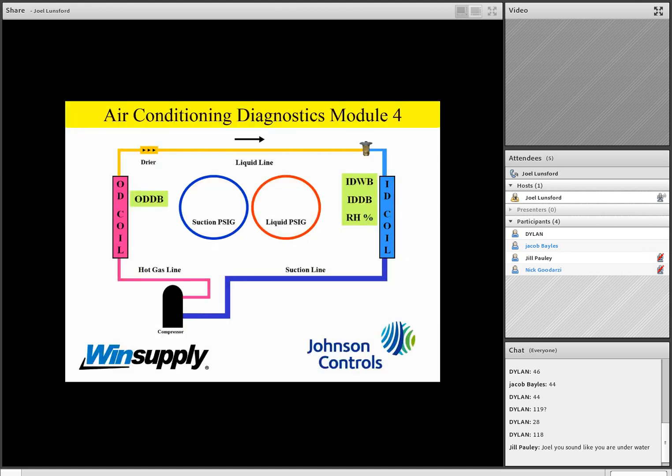Okay, before we start Module 4, are there any questions or comments on what we did in Module 3 so far today? We covered superheat, we covered subcooling, we reviewed the pressure temperature chart, and we also reviewed the superheat chart if we have a piston on the indoor coil. In this next module, we're going to be getting into actually doing some diagnostics. But before we go to Module 4, are there any questions or comments on the things that we just talked about? Anyone?